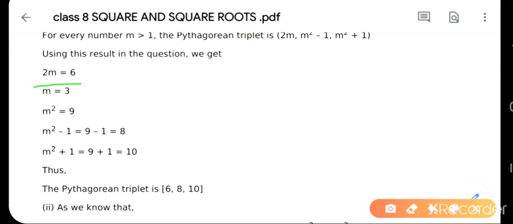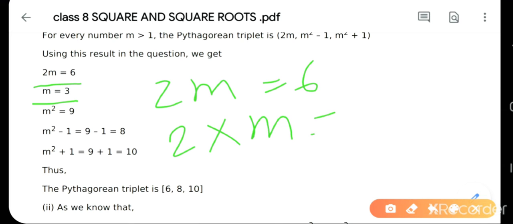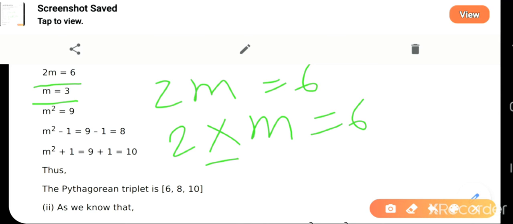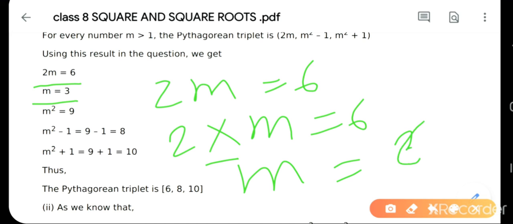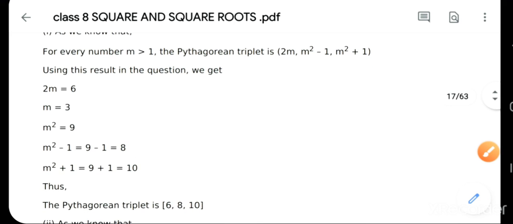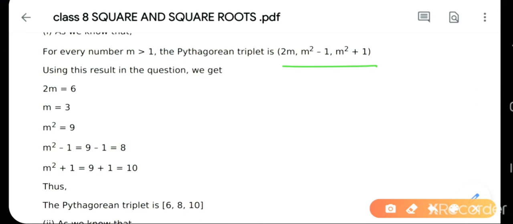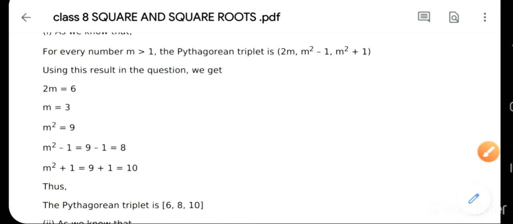2m equals 6. As you know, 2m means 2 is multiplied by m. As you know, multiplication changes to division when it changes its side, so m equals 6 divided by 2, which is equal to 3. So the value of m is 3. Now depending upon this and using this formula, you can find the Pythagorean triplet as it has been done here.